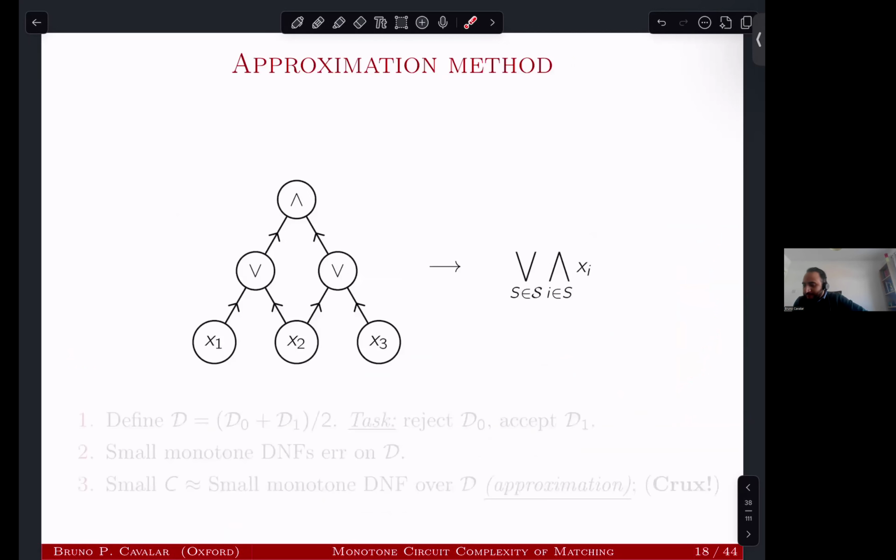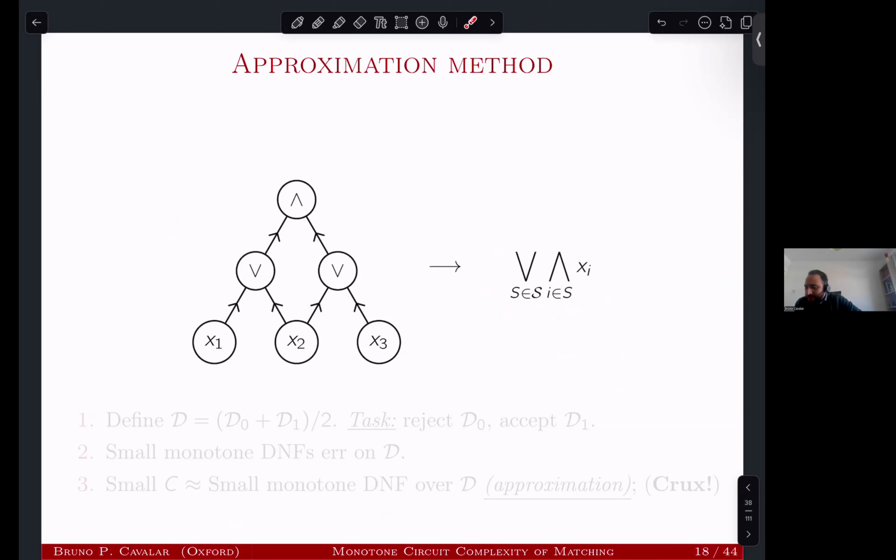So the approximation method works as follows. You're going to take a monotone circuit and you're going to approximate it by a DNF, which is the simplest kind of circuit you could imagine. This DNF we just saw before when we constructed this n factorial size monotone circuit for matching. And basically what it's doing is checking whether certain blocks of inputs are all ones. We're going to think about them a little bit more if this is not clear.